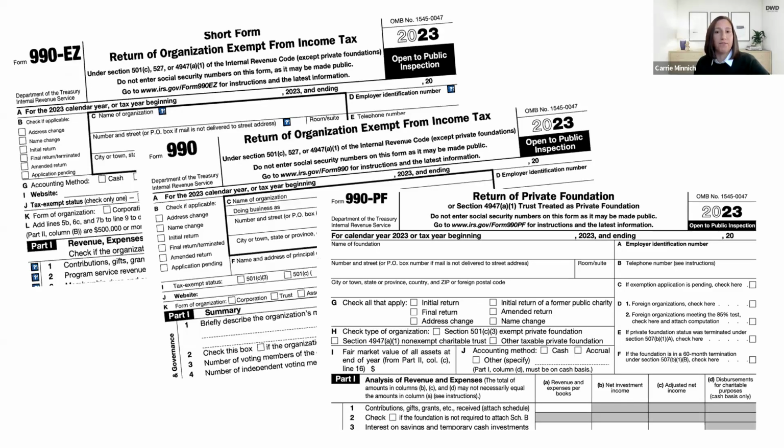And for those of you that have filed the 990s before, you can see the three different versions, excluding the 990-N.